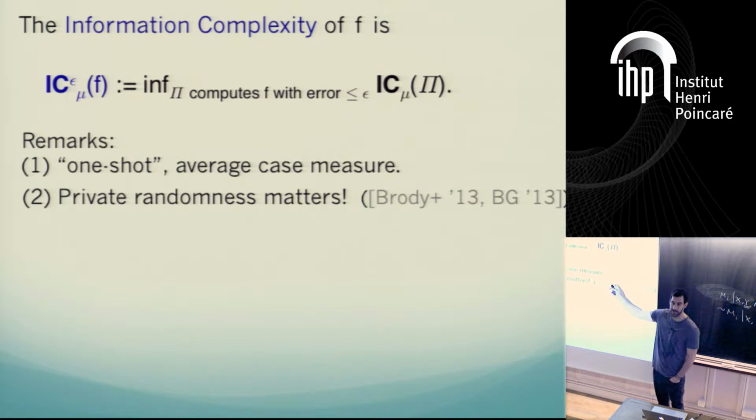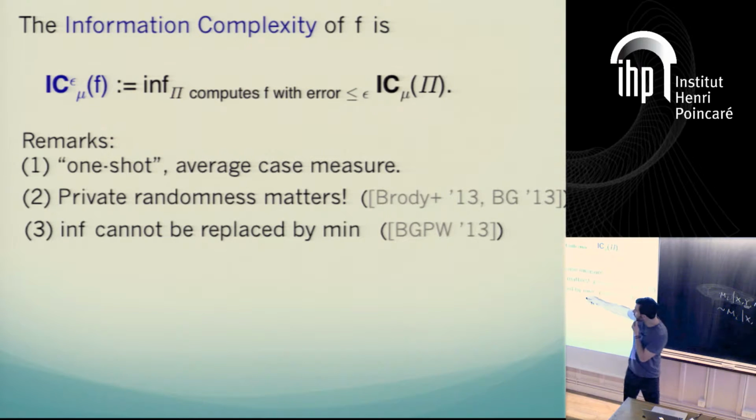As we said, private randomness for the purposes of this quantity is crucial, and we will see this in the future of the talk. So we should always assume that the messages of players are always randomized using private randomness. The last remark is that this infimum, unlike communication, cannot be replaced with a minimum.